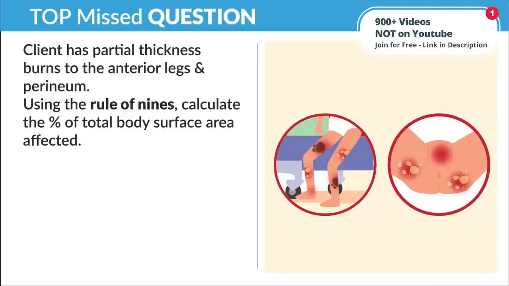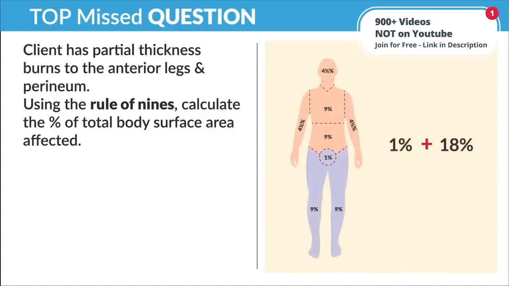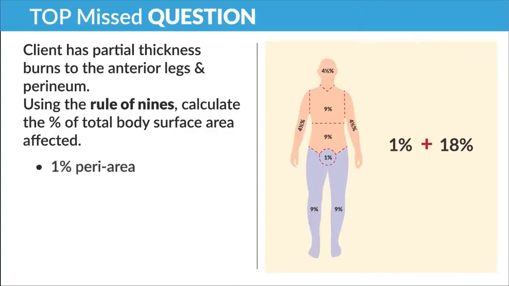Now the next top missed question. The client has partial thickness burns to the anterior legs and perineum. Ouch. Using the rule of nines, calculate the percentage of total body surface area affected. Okay, so anterior legs and perineum, which includes that measly little 1% for the peri area, womp womp womp, and 18% for the right and left leg, since only the anterior is affected, or the front.